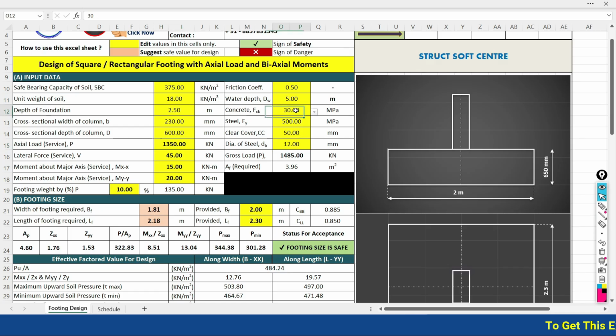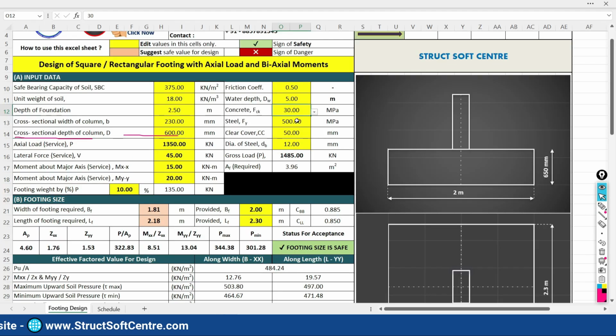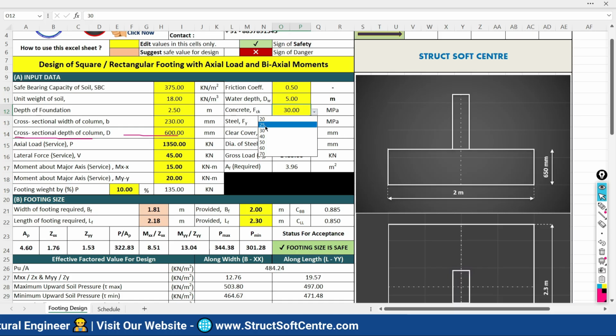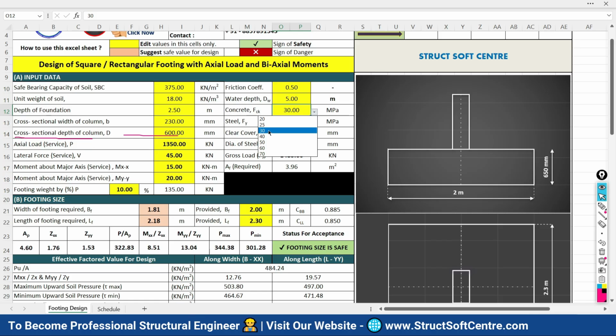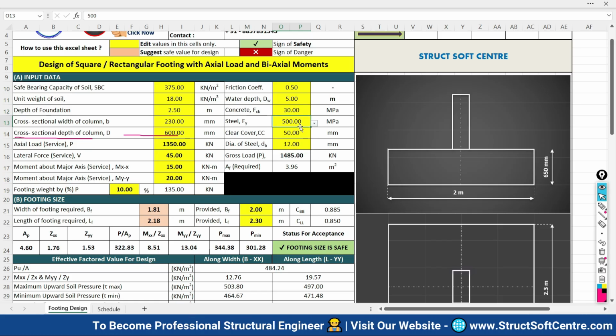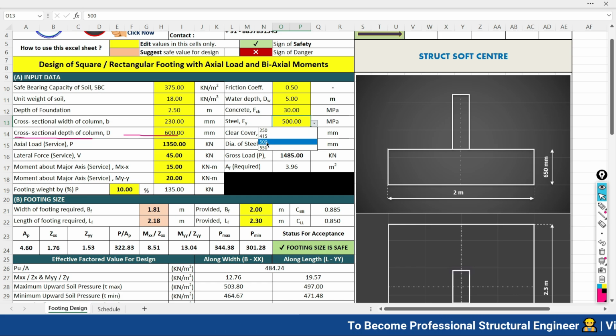Thereafter, what grade of concrete do you have to use for the design of this foundation? We have to use M30 grade of concrete and Fe500 grade of steel. So I would like to define those things in this spreadsheet. For fck, the grade of concrete, whatever grade you would like to use you can choose from here. So M30 grade of concrete, and a drop down list is there for choosing the grade of steel. Our grade of steel is Fe500, that's why I am going to choose Fe500.